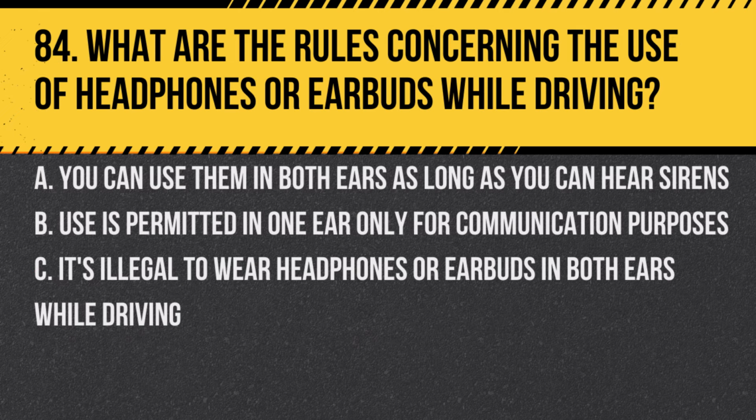Question 84. What are the rules concerning the use of headphones or earbuds while driving? A. You can use them in both ears as long as you can hear sirens. B. Use is permitted in one ear only for communication purposes. C. It's illegal to wear headphones or earbuds in both ears while driving. Answer. C. It's illegal to wear headphones or earbuds in both ears while driving. This law helps ensure drivers are aware of their surroundings.